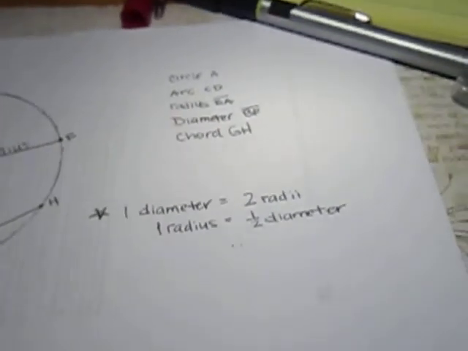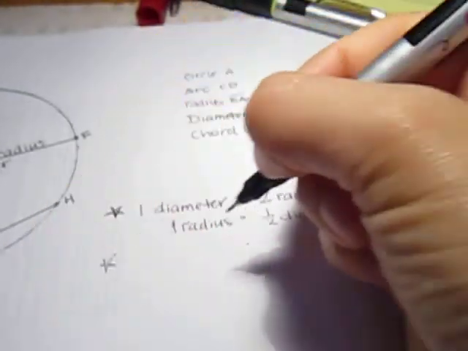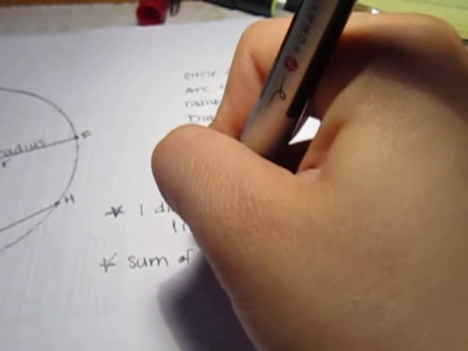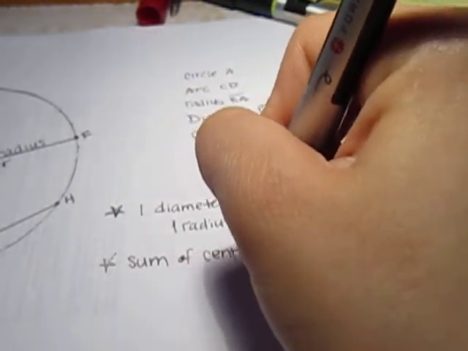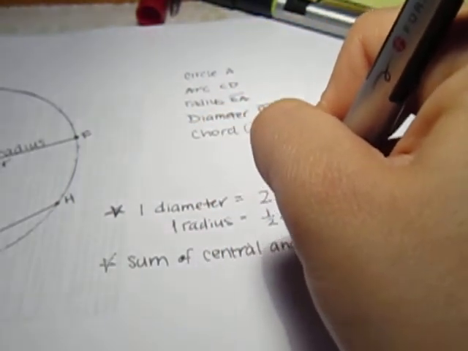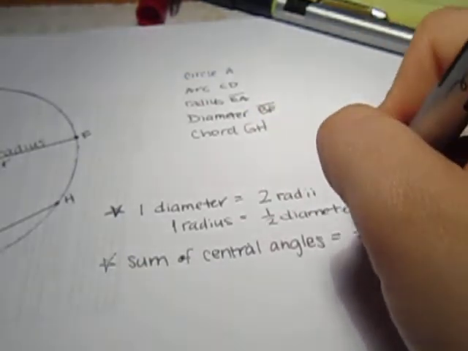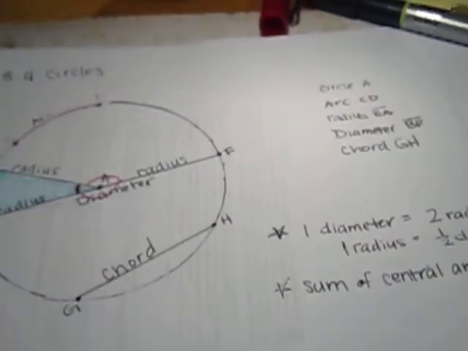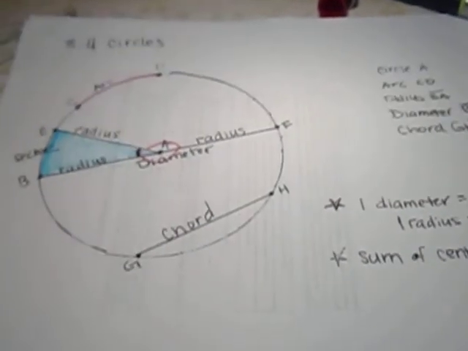So that's our next really important start point that I want you to write down. The sum of central angles equal 360 degrees. Okay.